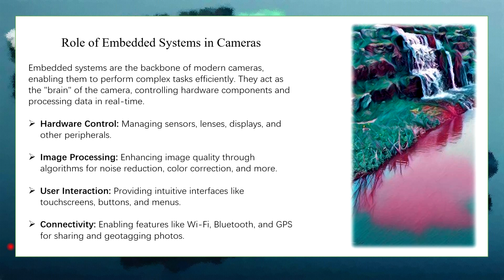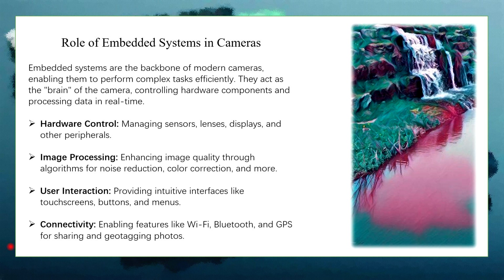Role of embedded systems in cameras. Embedded systems are the backbone of modern cameras, enabling them to perform complex tasks efficiently. They act as the brain of the camera, controlling hardware components and processing data in real time. Hardware control: managing sensors, lenses, displays, and other peripherals. Image processing: enhancing image quality through algorithms for noise reduction, color correction, and more.